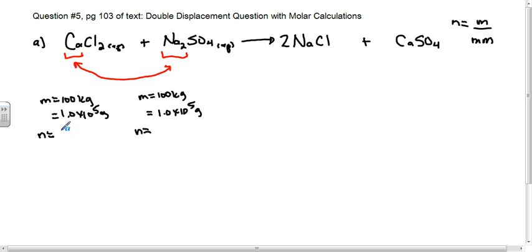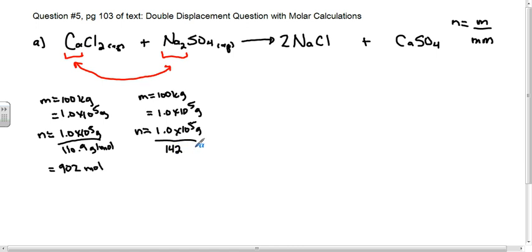So the mass, of course, is 1 times 10 to the 5 grams of calcium chloride, and we will divide that by its molar mass, which is 110.9 grams per mole. And we get 902 moles. We do the same thing here for sodium sulfate, and we get a different number. Of course, sodium sulfate is slightly larger. It's got a molar mass of 142 grams per mole. So I'm sure you figured out that this will have a smaller number of moles, 704.